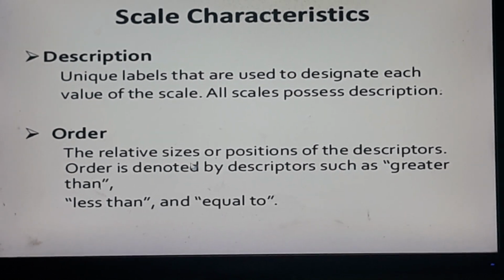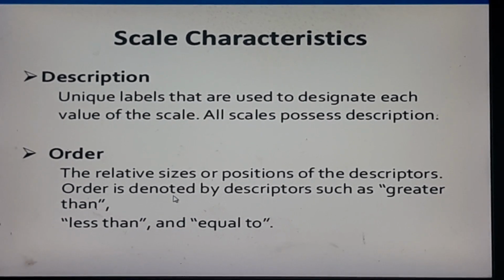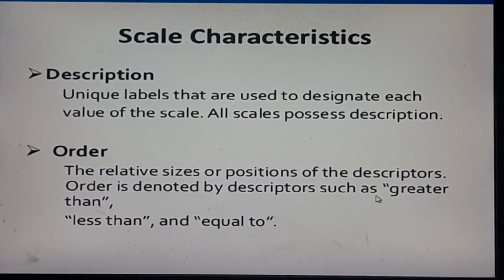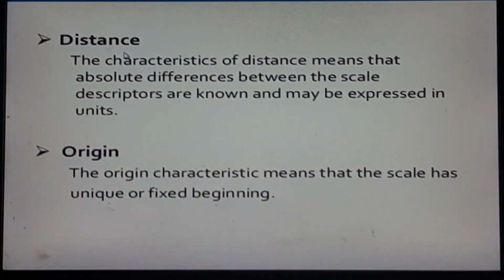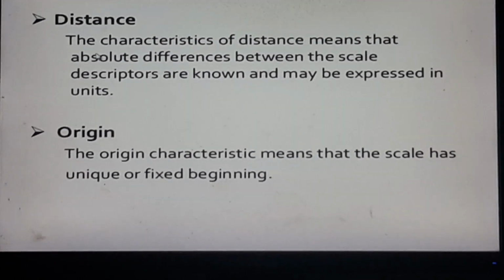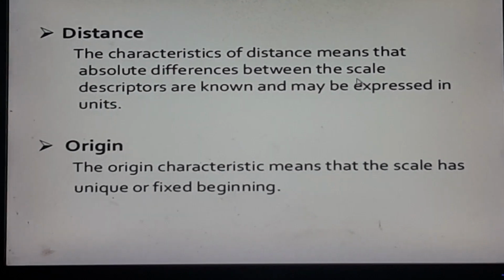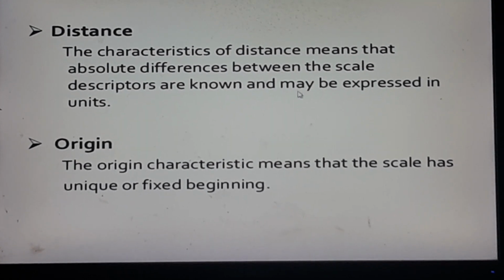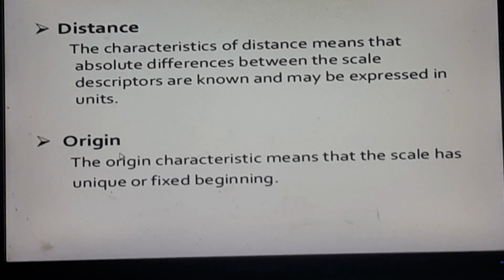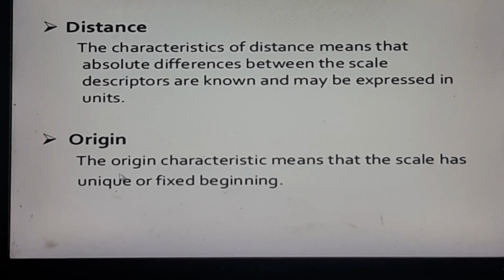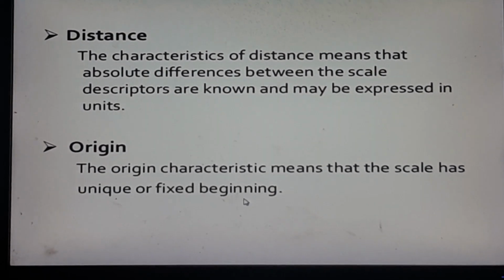That means the relative sizes or positions of the descriptors. Order is denoted by descriptors such as greater than, less than, and equal to. Third characteristic is distance. That means absolute differences between the scale descriptors are known and may be expressed in units. And the fourth characteristic of measurement scale is origin. The origin characteristic means that the scale has a unique or fixed beginning.